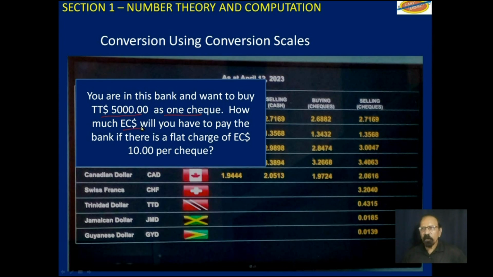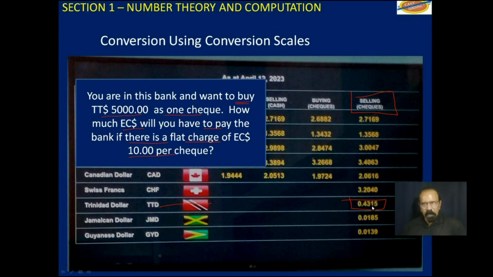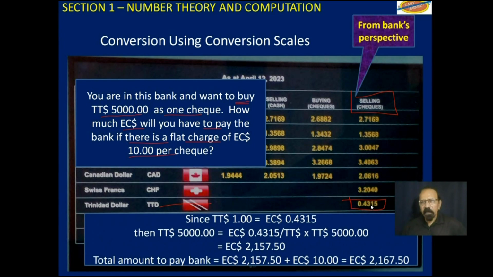Now you are in this bank, third example, and you want to buy 5,000 TT dollars as one check. How much EC will you have to pay the bank if there is also a flat charge of $10 EC per check? So you want to buy, which means the bank is going to sell. So we will be looking here. Bank is selling. TT, we come across here and we get 0.4315 per EC dollar. So then 1 TT dollar is worth 0.4315 EC dollar. That's a little less than 50 cents showing here.